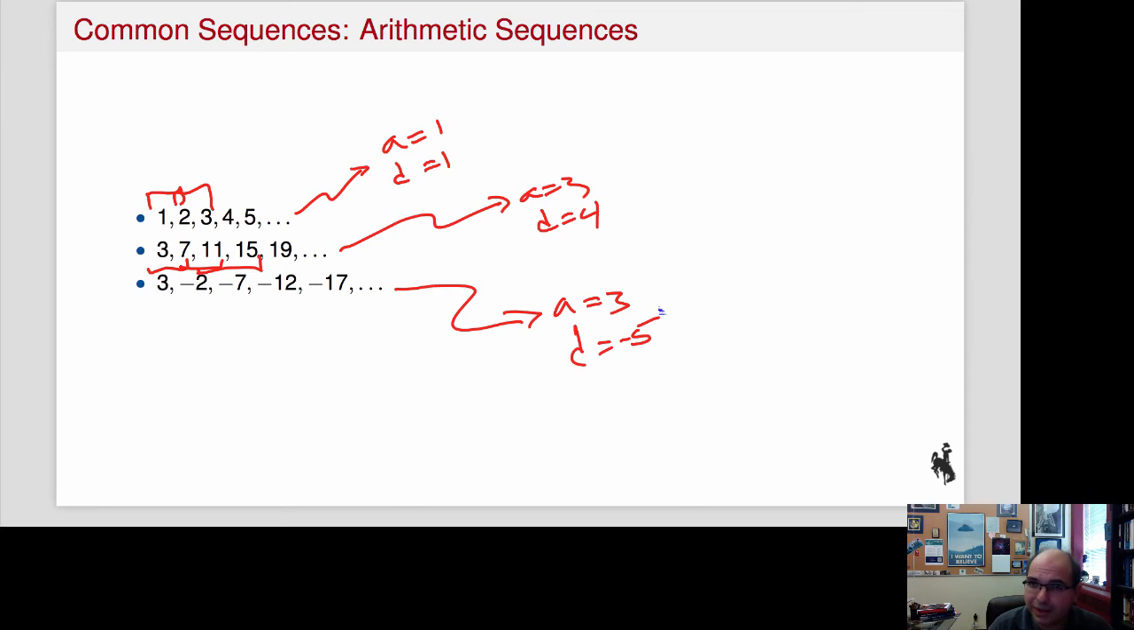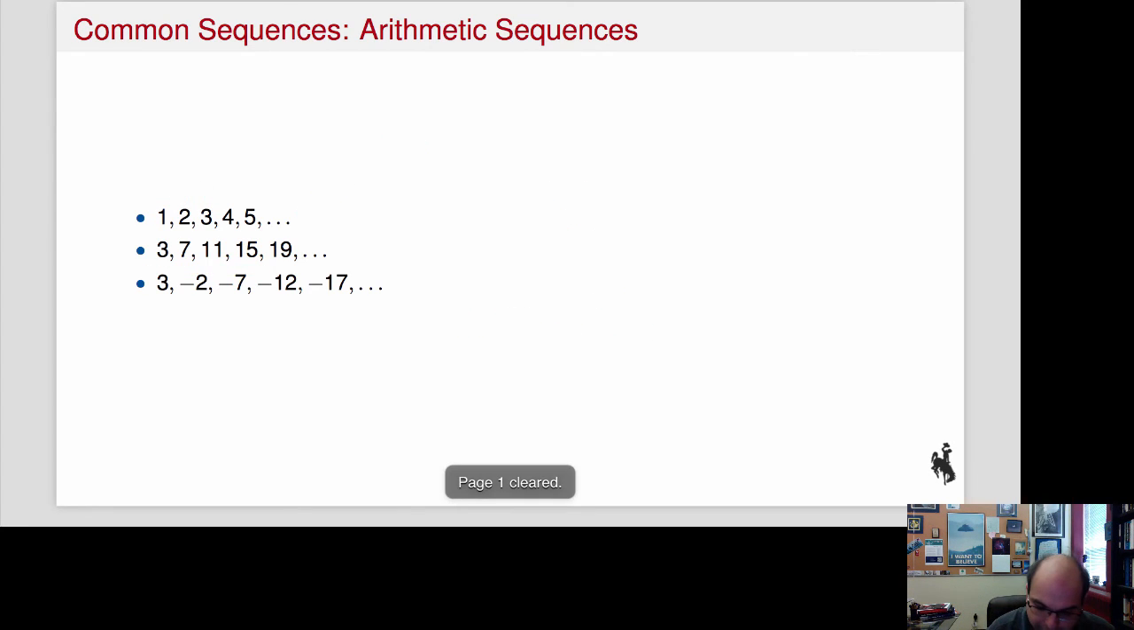And if you don't get the same value of d for repeated differences, then it's not an arithmetic sequence, right? So 1, 2, 4, d starts at 1. For the next step it is 2. Nope, not arithmetic. Okay, all right.